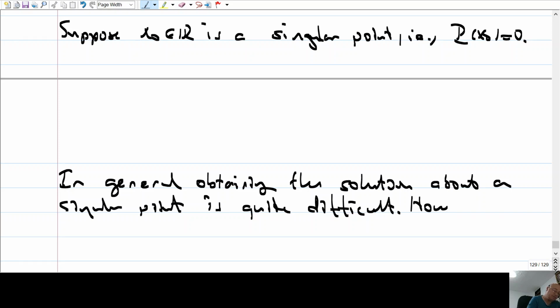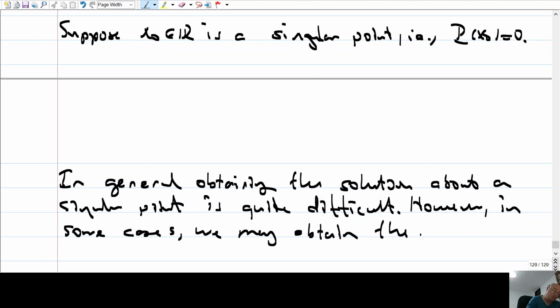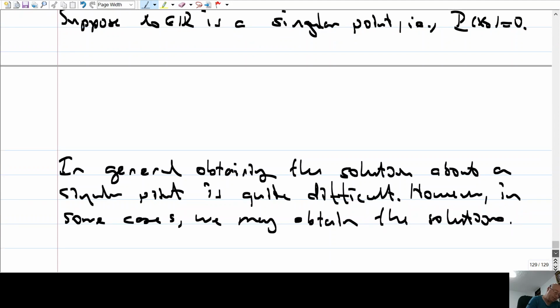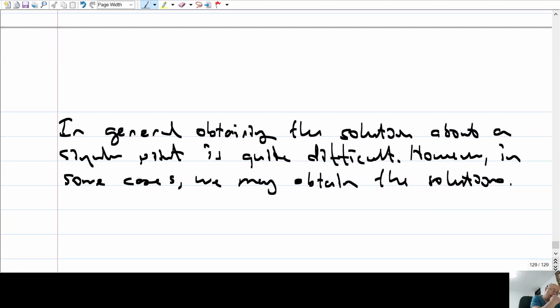However, in some cases, we may obtain the solutions. Okay, now what's that case where we can obtain a solution? One of them is so-called regular singular points.